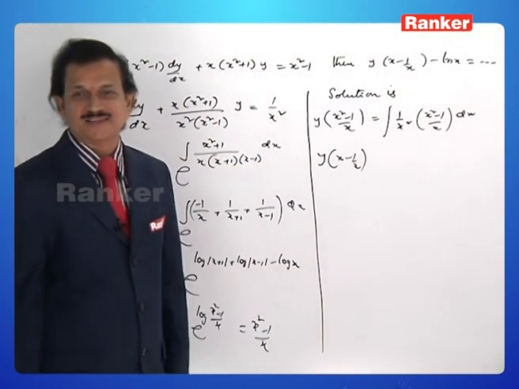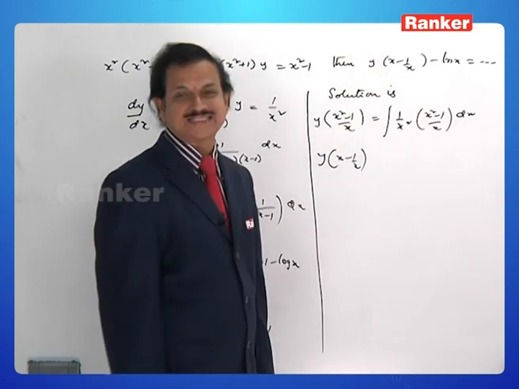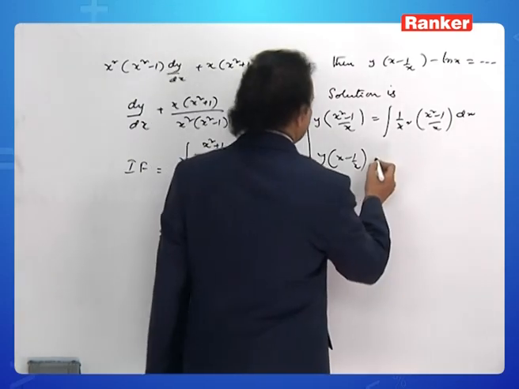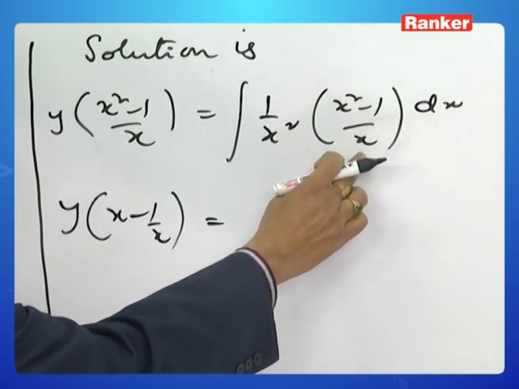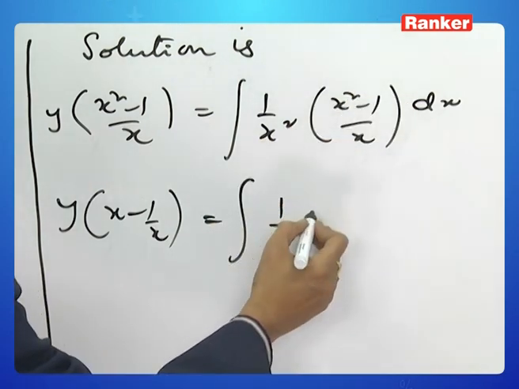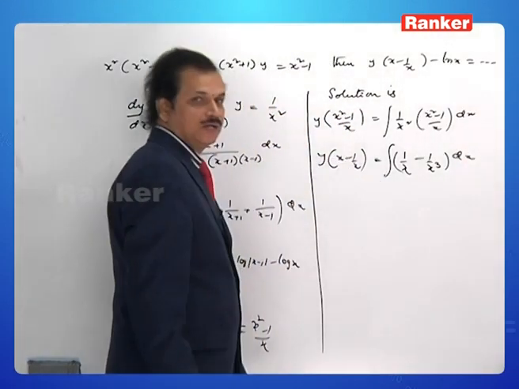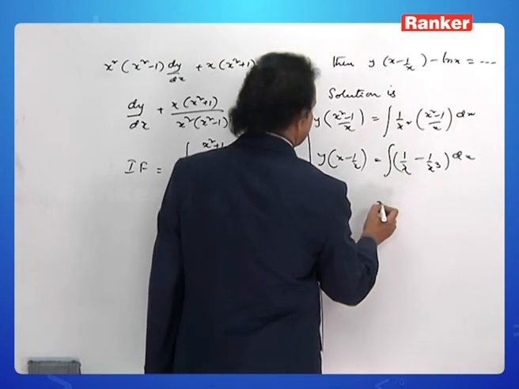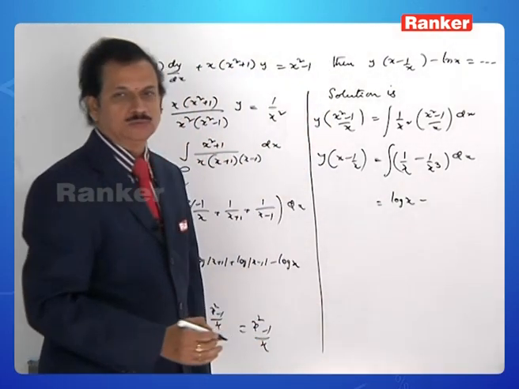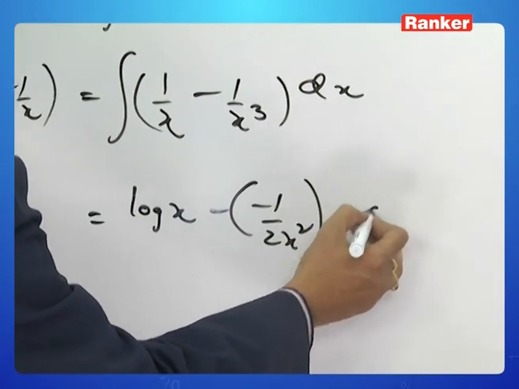We should feel happy. We should feel happy because in the question directly y into x minus 1 by x is asked, isn't it? We are going to have without pain and strain, of course, is equal to x square into x, x cube. x square by x cube is 1 by x minus 1 by x cube minus 1 by x cube dx. Well done. What is the integral of 1 by x? It is log mod x or log x to the base e minus 1 by x cube. What is the integral of 1 by x cube? Minus 1 by 2x square plus c.